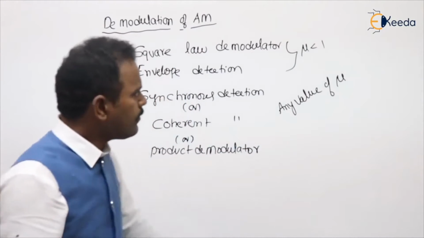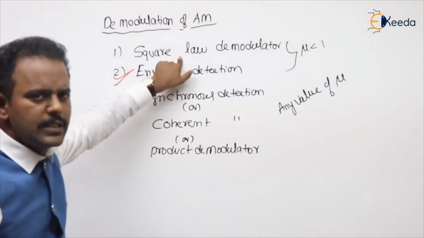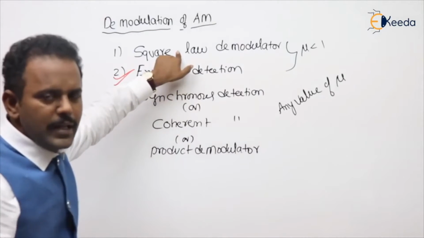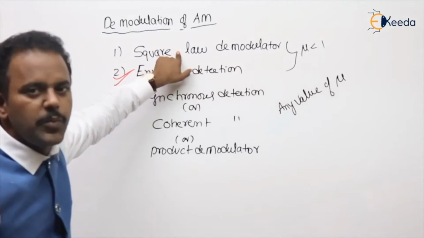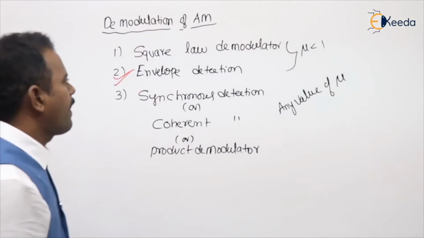Now, what is the problem with the first one? It is also a simple circuit. This is practically not achievable. Two parameters are there, signal to noise ratio and efficiency. Both are not achievable here. That I will do in the derivation.